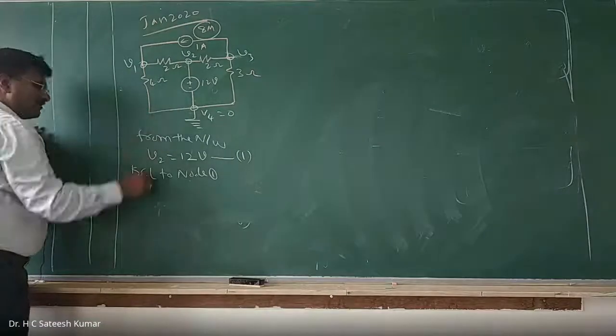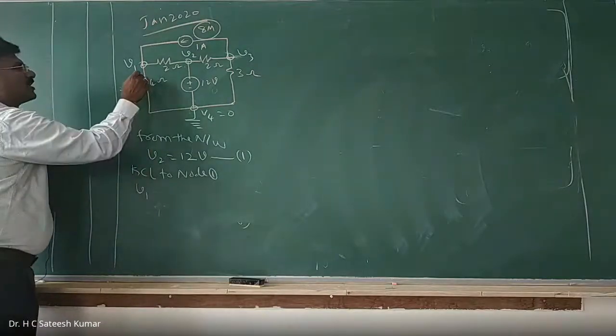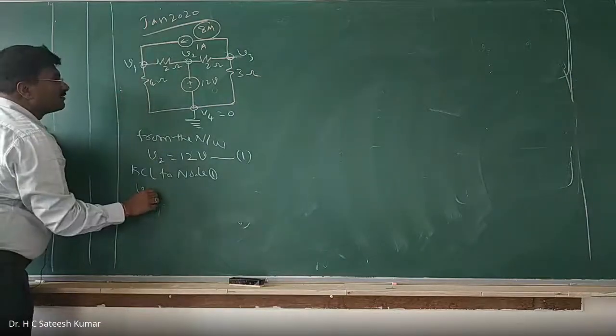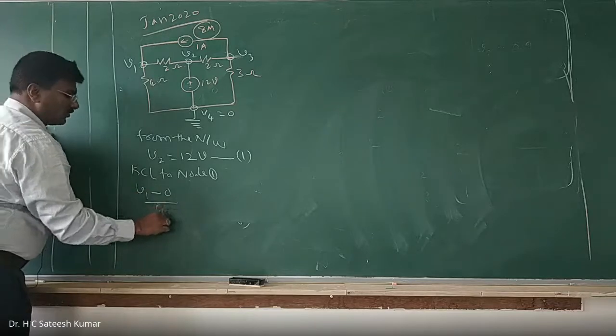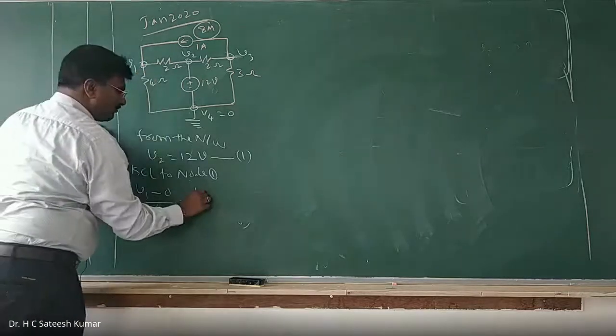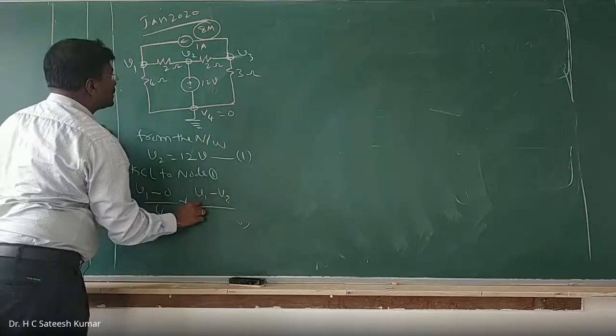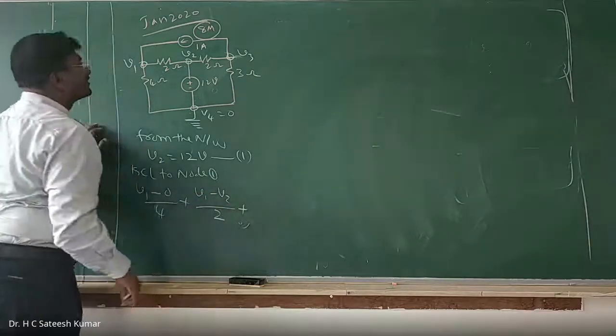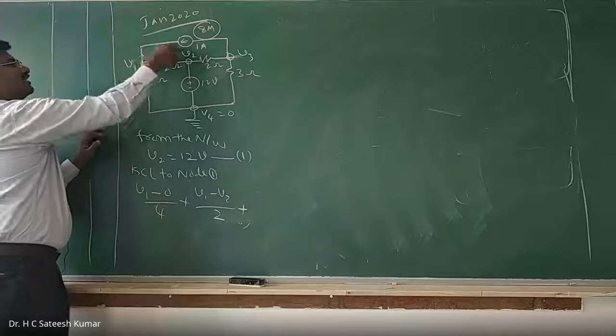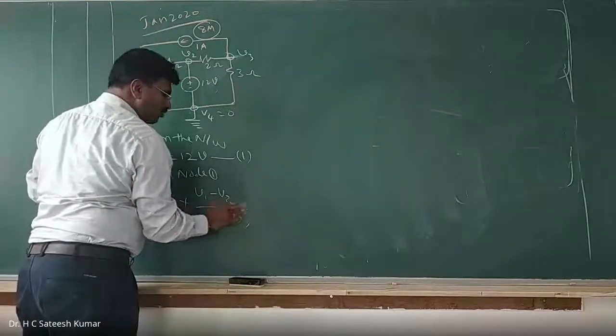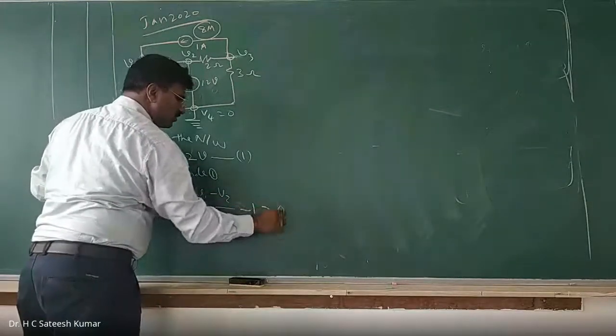V1 minus 0. There are 3 terms: 1, 2, 3. V1 minus 0 divided by 4, plus V1 minus V2 divided by 2, plus current should leave, but it is entering. Therefore, what you should write? Minus 1 is equal to 0.